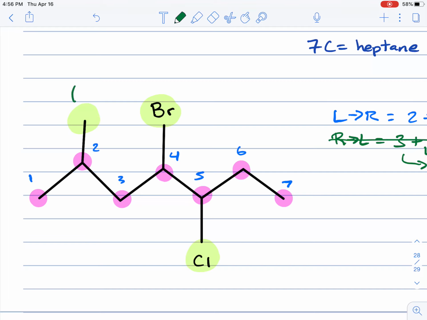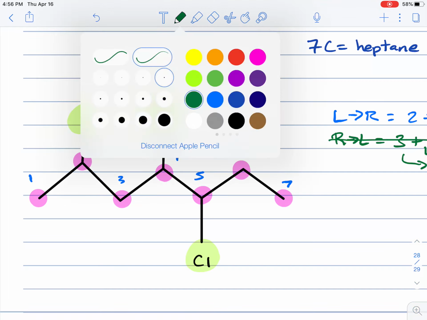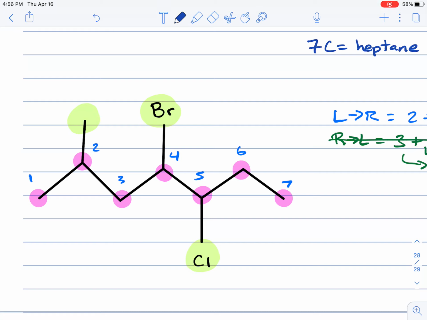So let's summarize each piece. Here I have a methyl on the second carbon, so that's going to be 2-methyl. Here I have a bromine, or a bromo, on the fourth carbon, so I'll put in 4-bromo. And then finally I have chloro on the fifth carbon.